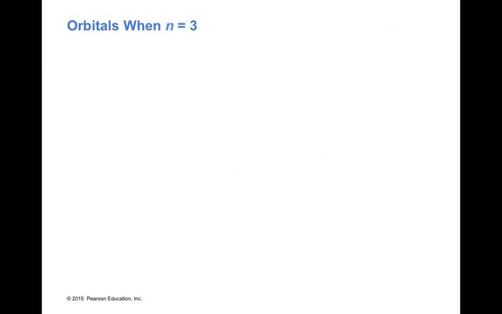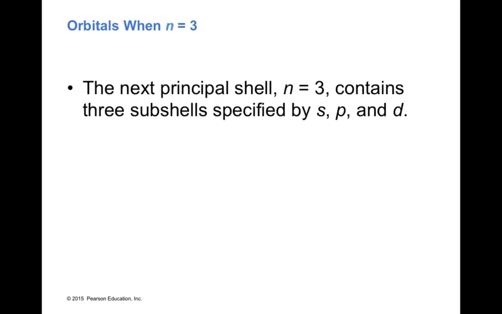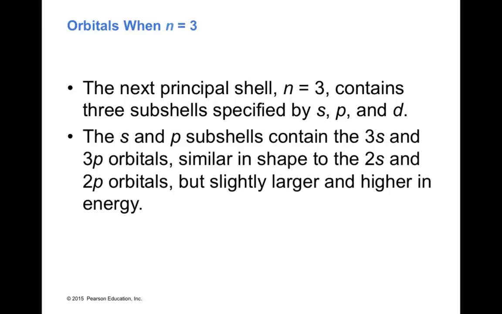So orbitals when n is equal to 3. When n is equal to 3, we have 3 different subshells: 3s, 3p, and 3d. The next principal shell, n equal to 3, contains the 3 subshells specified by s, p, and d. The s and p subshells contain the 3s and 3p orbitals, similar in shape to the 2s and 2p, but slightly larger. Remember, when you are in a larger shell, the area is going to be larger than the one before, and higher in energy also.